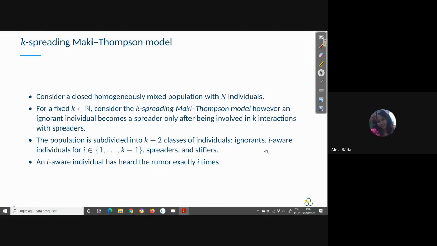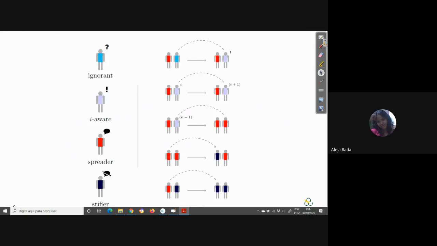for the i-aware individual. What is an i-aware individual? An i-aware individual is an individual who has heard the rumor exactly i times. So this figure represents the interaction that we have. I have an ignorant, and this ignorant meets a spreader. A spreader is in red, and this ignorant becomes a one-aware. One, because he heard it one time.